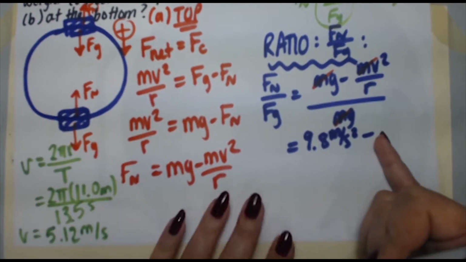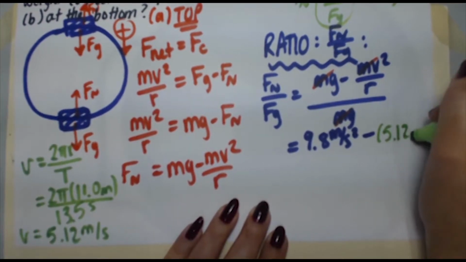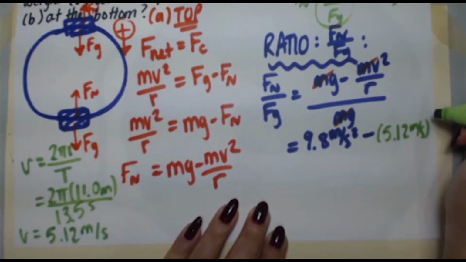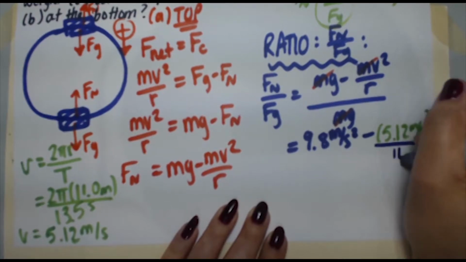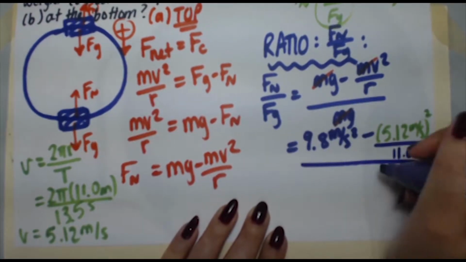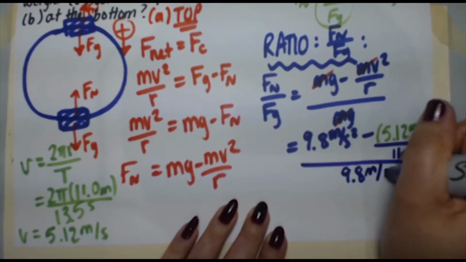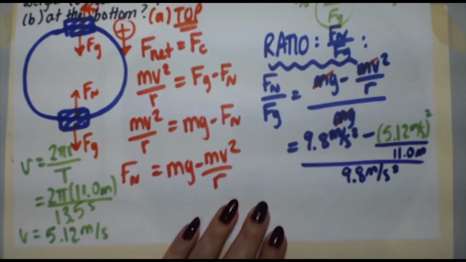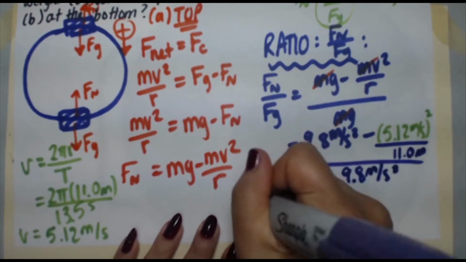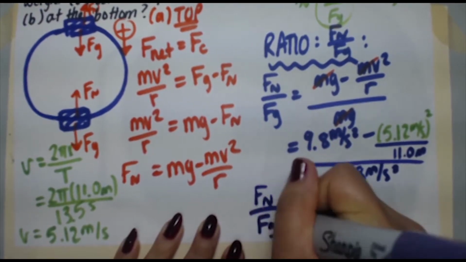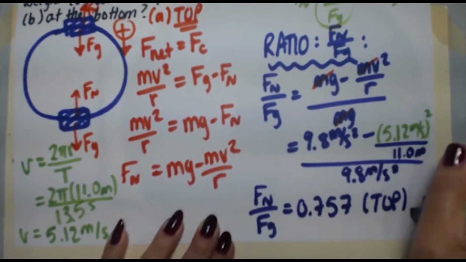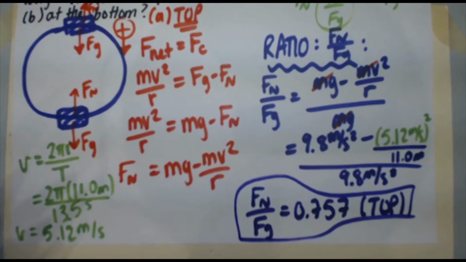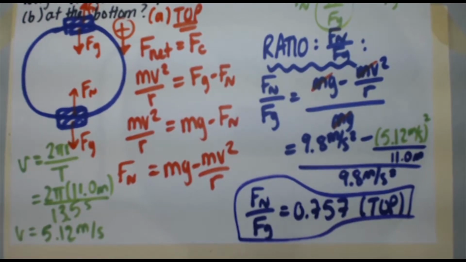I'm going to take that, plug it in over here, except here I have to square it. 5.12 meters per second, squared, and that gets divided by the radius of 11 meters, all over g, 9.8 meters per second squared. So punch this whole expression into your calculator and you're going to get the following. Fn over Fg is equal to 0.757, and that's at the top. So there's half our answer. There's part A completed. Now we have to do the same ratio at the bottom and see what we get.